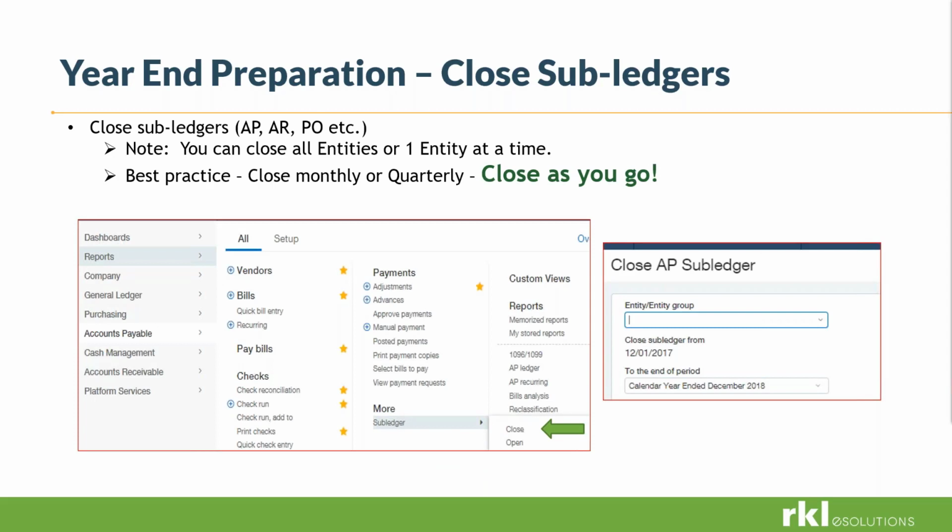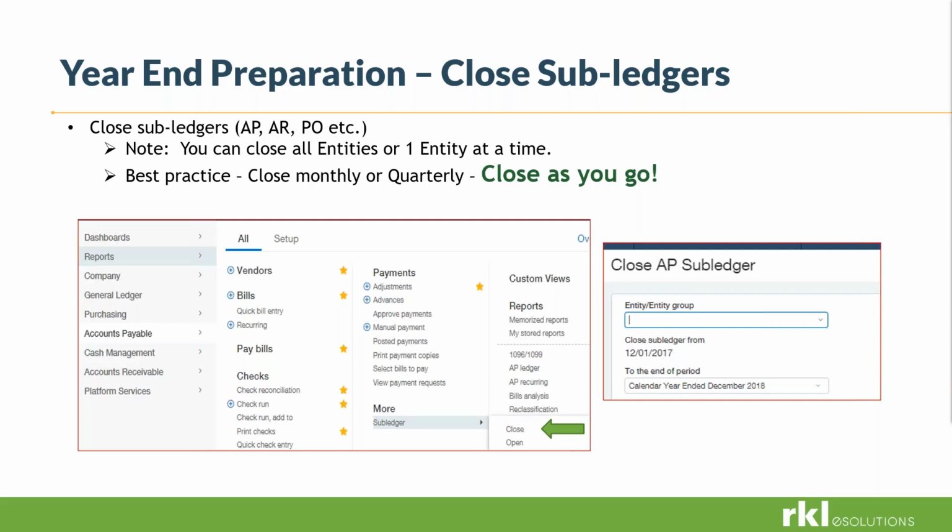The year-end prep is very straightforward. This is something you probably do on a regular monthly or quarterly basis. Basically, you close your subledgers: AP, AR, and PO. You're probably on a pretty routine schedule of doing it, monthly or quarterly already. So basically, you close as you go.